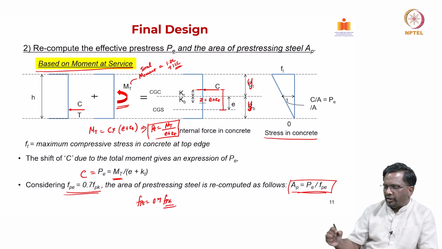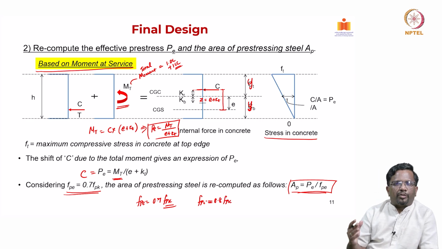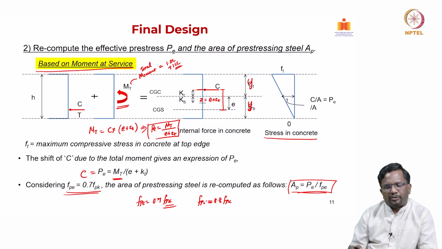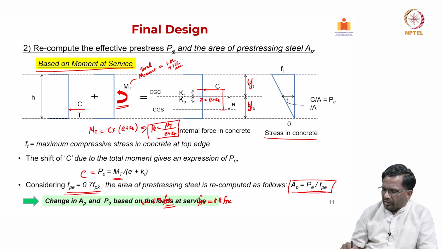That means, if you see FPI, we have taken 0.8 FPK. That means how much has it lost? About 10% of FPK is lost due to loss of pre-stress, right. So, because of this, there is a change in AP and P naught based on the loads at service.